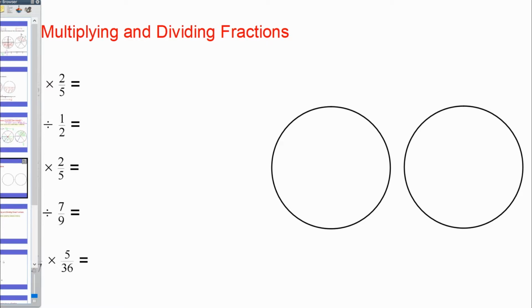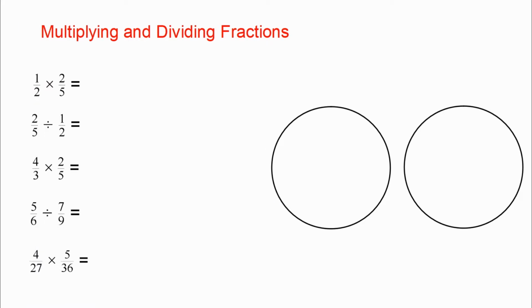This page is about multiplying and dividing fractions. Multiplying and dividing fractions is generally easier than adding or subtracting, because we don't need to find a common denominator. So why is it that we don't need to find a common denominator?